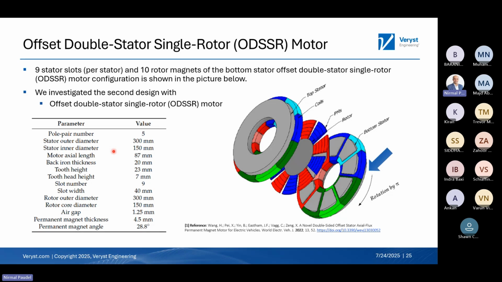So the idea here is pretty much the same configuration, but the only difference is that we rotate the bottom stator by pi, basically 180 degrees. So then almost everything is the same, and now we perform the simulations on it and compare the results with the previous one.